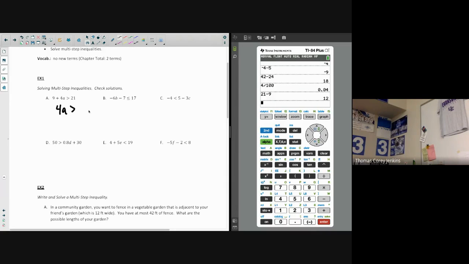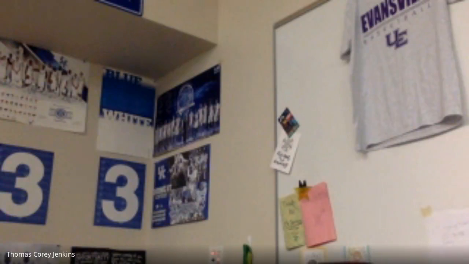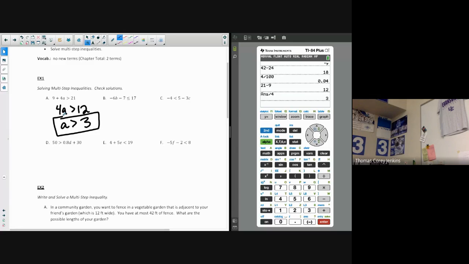And then we're just going to divide both sides by 4. And on the left side, that's going to give me a by itself is greater than whatever 12 divided by 4 is, which is 3. All right, so this is a pretty simple example to start out with. We're not going to worry about graphing and interval notation as much here in this lesson, but I do want to focus on this for these first couple.